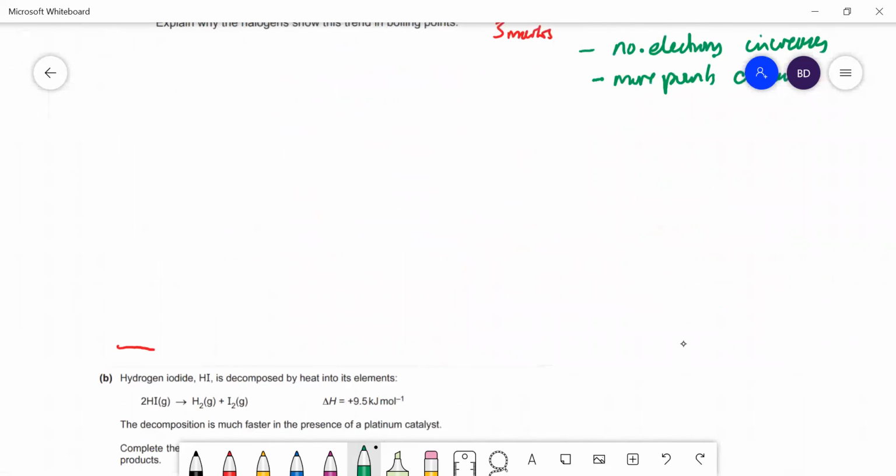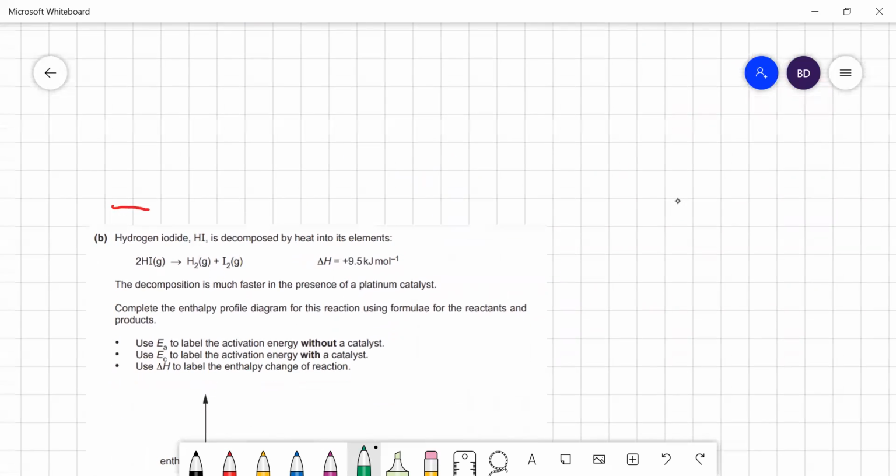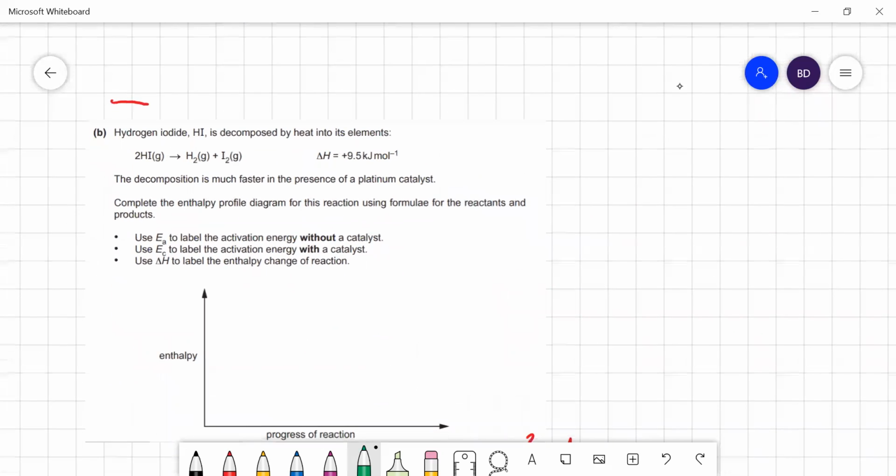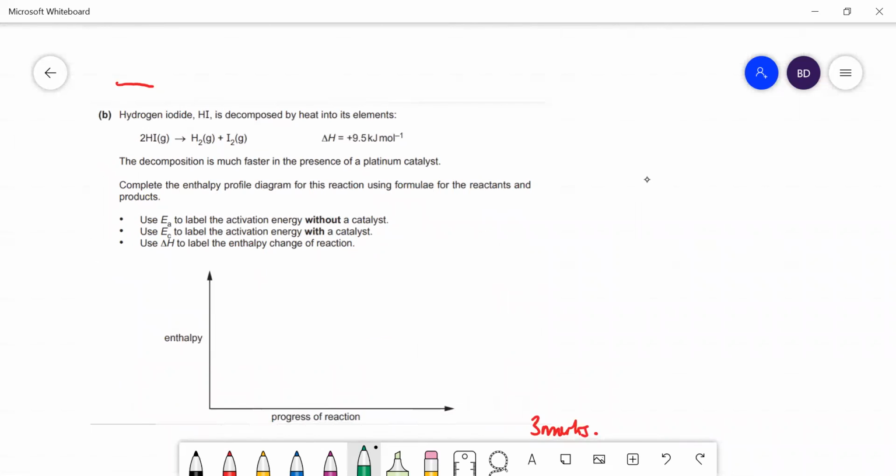Okay, right. Hydrogen iodide is decomposed into its elements. The decomposition is much faster in the presence of a platinum catalyst. Complete the energy profile diagram for this reaction using formula for the reactants and products. And we've got to label: activation energy with no catalyst, activation energy with a catalyst, and delta H for the reaction. Okay, so first of all, it's an endothermic reaction.